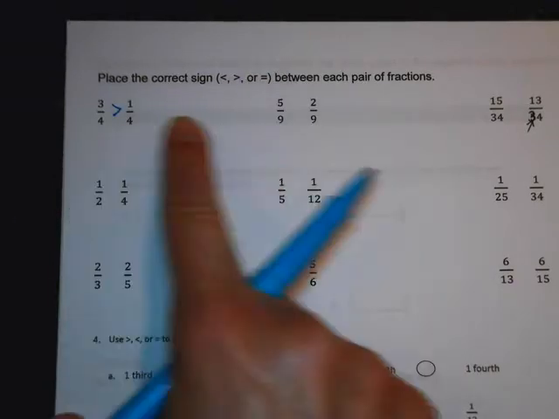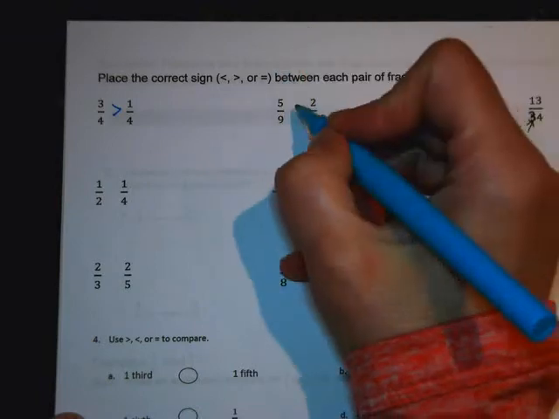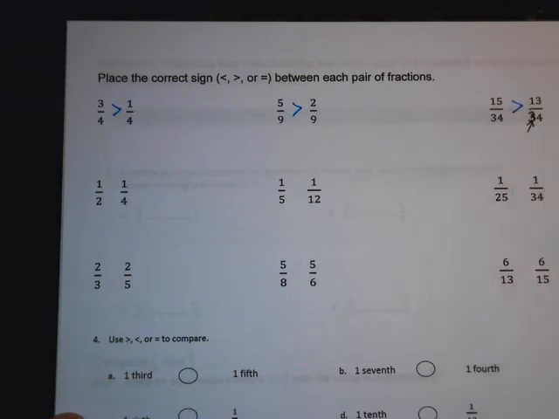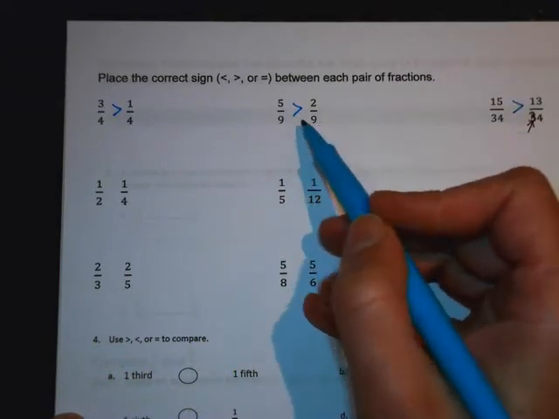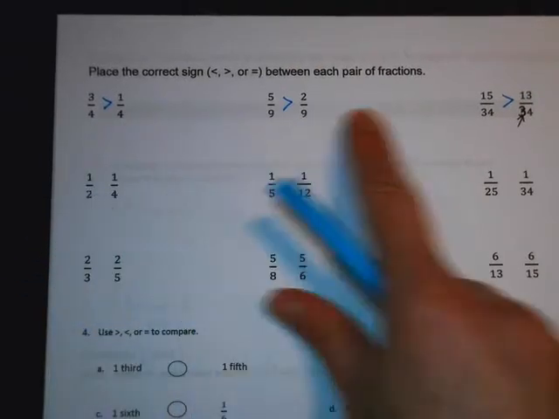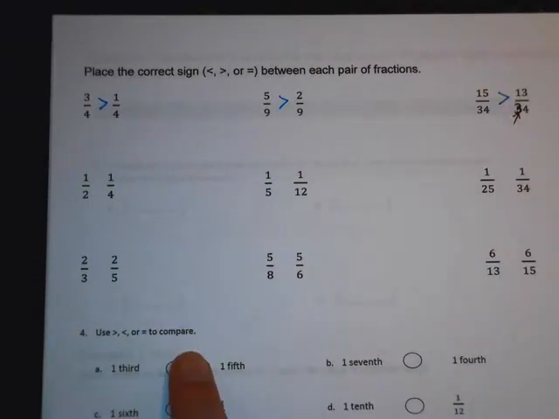If the denominators are the same, these kids have these manipulatives that they can pull out. You're just comparing the numerators, right? The bigger the numerator, the bigger the value of that fraction. If you need to write that down, you can. If the denominators are the same, you're just comparing the numerators.